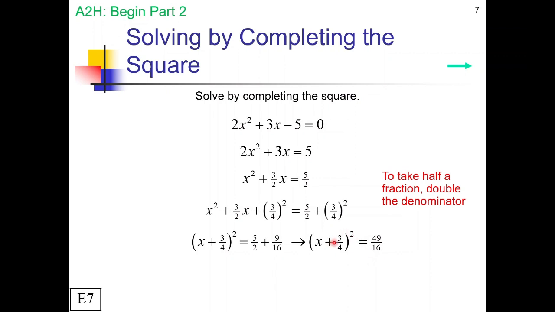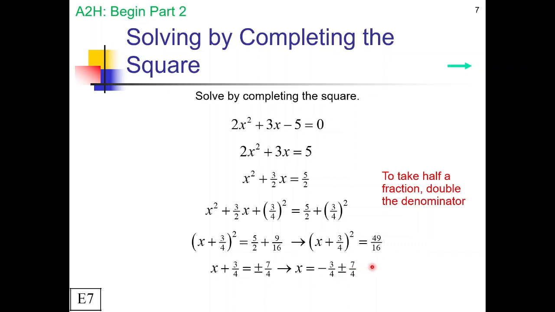And now I can square root both sides. That gives me x plus 3/4 on the left. And hey, these are both perfect squares. That's going to be 7 over 4, plus or minus that on the right. Okay, subtracting the 3/4 to the other side, that gets us our x all by itself. And now I can get 2 answers out of this.